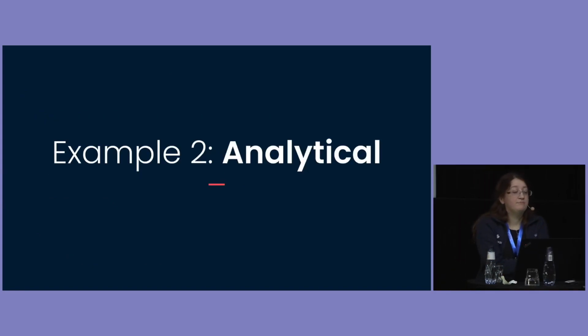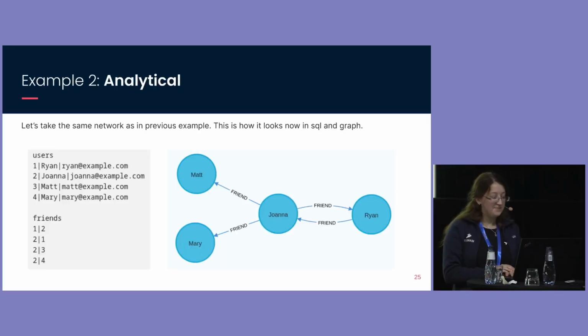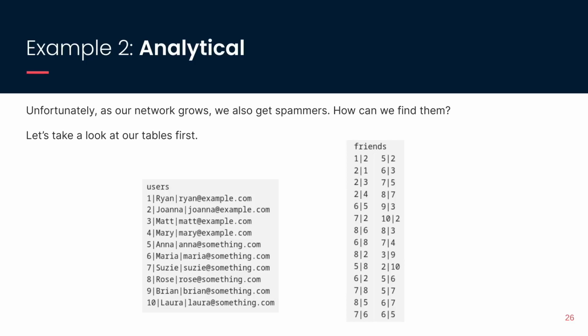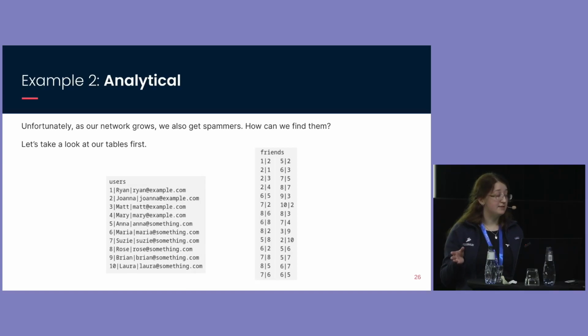Example number 2 is a bit more intuition-based than strict steps to achieve success, and it's called analytical. This is our small network that we were working with before. It looks nice, and it keeps growing. But unfortunately, as it grows, we encounter the problems that a lot of social media have: spammers. As we deal with spammers that get reported, we keep getting new and new reports. Of course, we don't want our users to be disappointed, and we would like to find the problem and its root and eliminate it before any users have a problem with it.